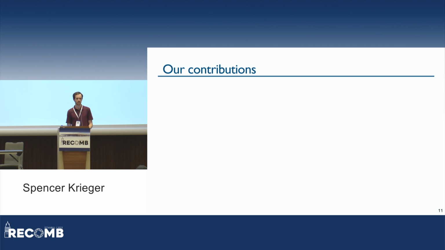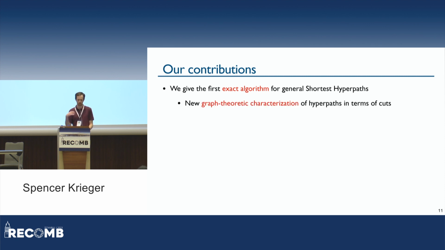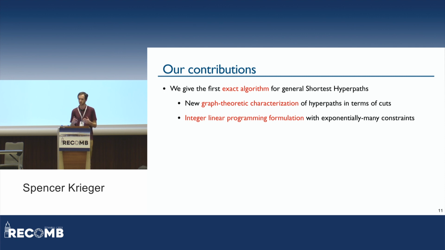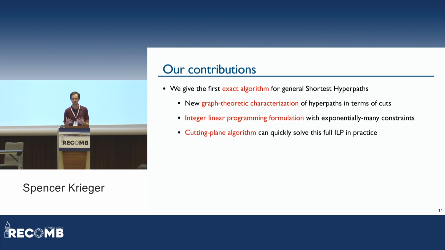So here we give the first exact algorithm for solving the general shortest hyperpath problem, and this is kind of an outline of what I'll talk about next, where we have a new graph theoretic characterization of hyperpaths in terms of cuts that's actually very clean, and this allows us to have an integer linear programming formulation of the problem, which unfortunately has exponentially many cuts, so we can't even feasibly write it down. But we also have a cutting plane algorithm that can quickly solve this full ILP in practice while operating only over a small subset of these cut constraints.